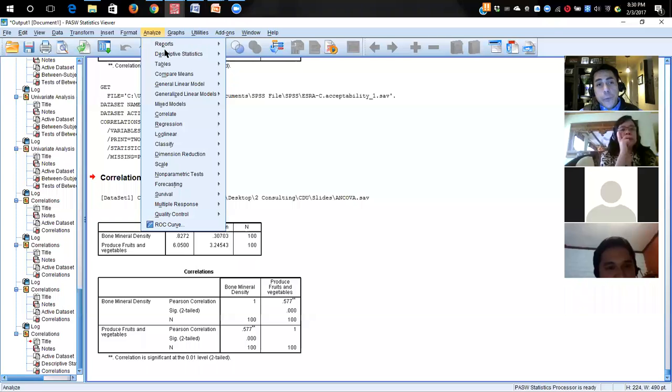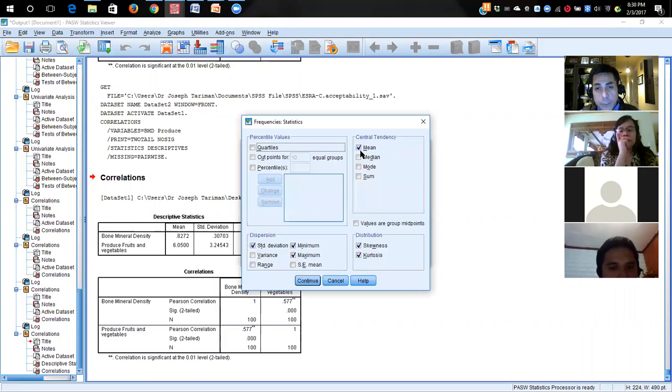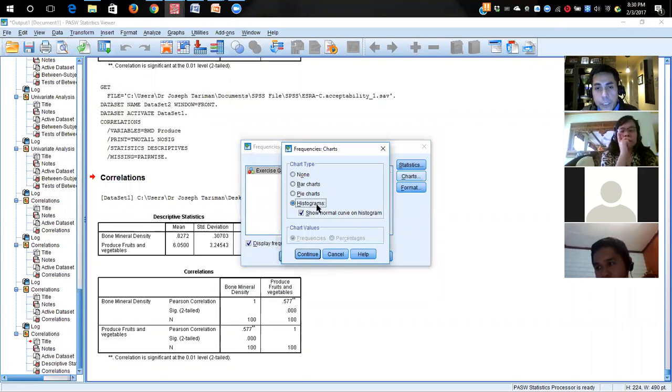The next one is we have to see that our bone mineral density is normally distributed. So we'll look at means, we'll look at the skewness, kurtosis, minimum, maximum, standard deviation. And the charts that we can check are always the histograms with normal curve.